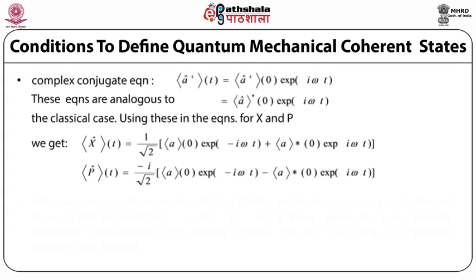Now, using these equations that we have got for capital X and capital P corresponding to the position and the momentum operators, we get that the matrix element for the operator capital X at time t is equal to 1 upon root 2 times the bracket of the matrix element A at time t = 0 times exponential to the power minus iωt plus the matrix element A star at time t = 0 times exponential to the power iωt.